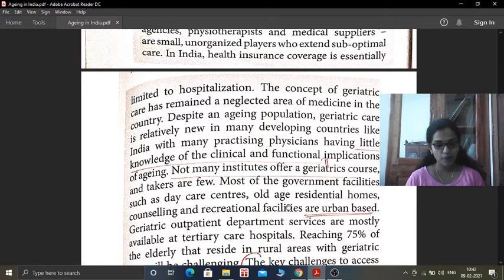Despite an aging population, geriatric care is relatively new in many developing countries like India, with many practicing physicians having little knowledge of the clinical and functional implications of aging. So this is the case in many of the developing countries like India. Not only in India, many developing countries are providing the least importance.